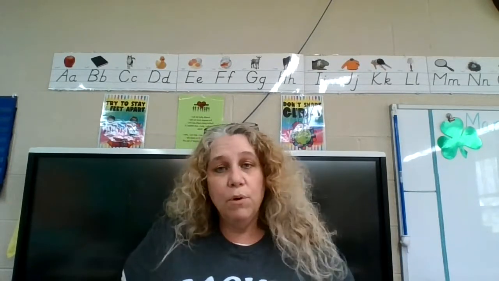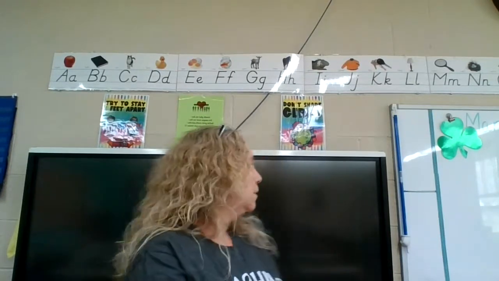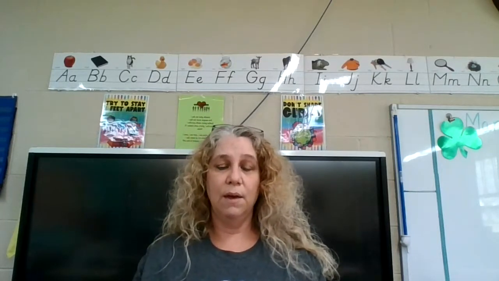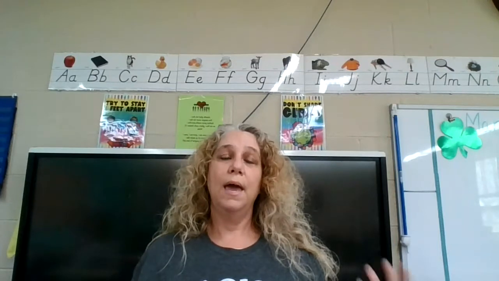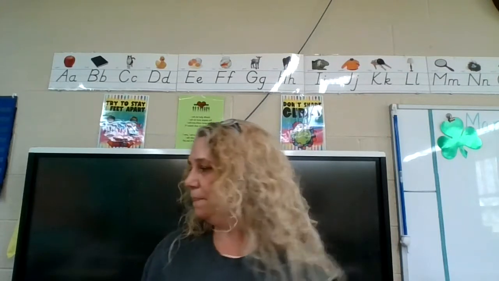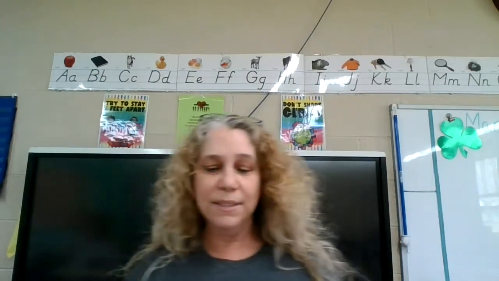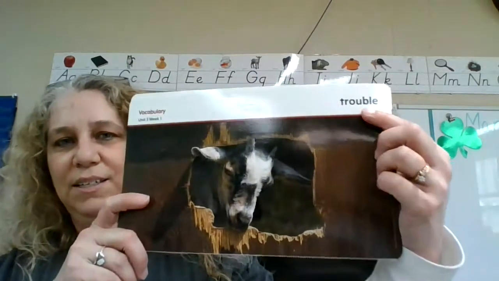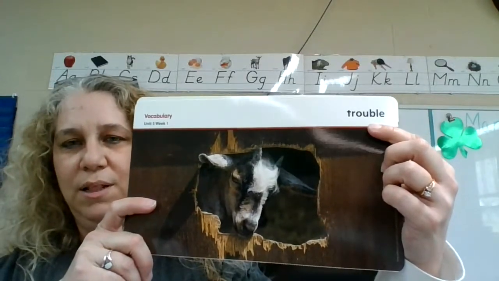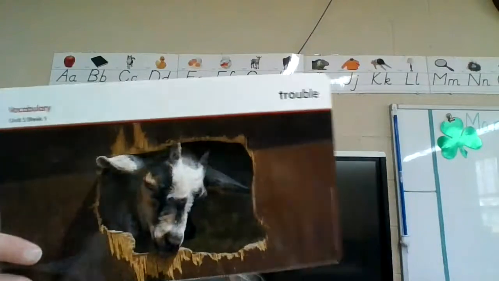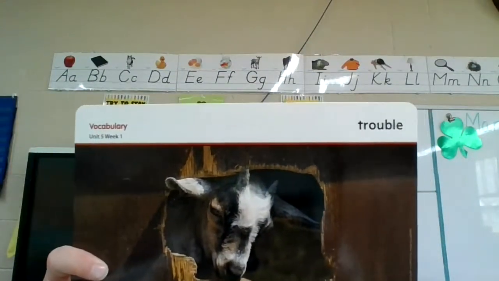All right, so we're going to move on to the 2 vocabulary words of the week that we need to be able to read, and we'll be seeing them in our stories, and we need to understand what they mean. So we have trouble. Looks like this goat might be getting into some trouble. What do you think? If you have trouble doing something, you have problems doing it.